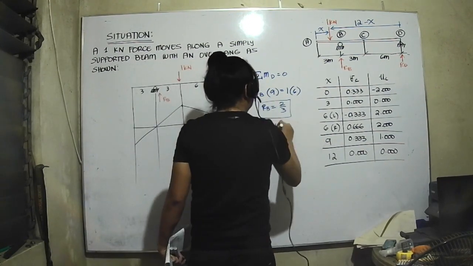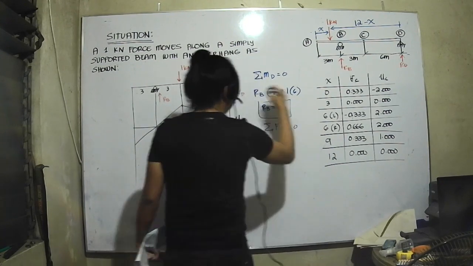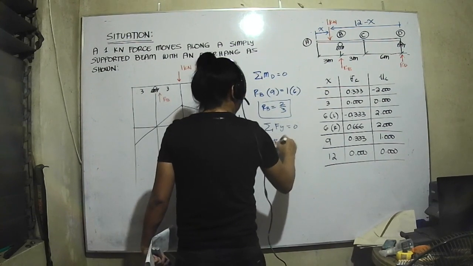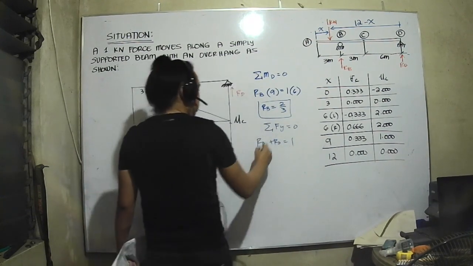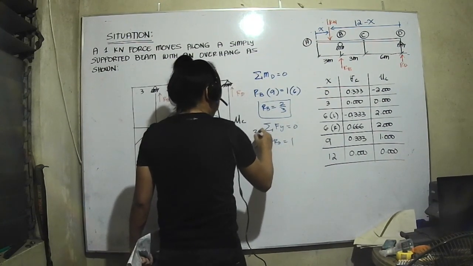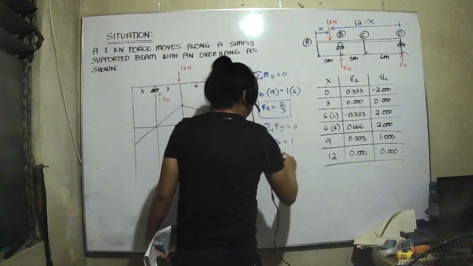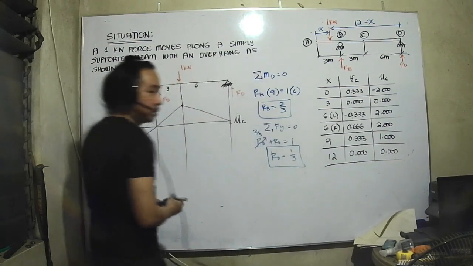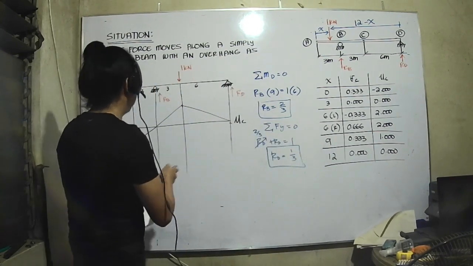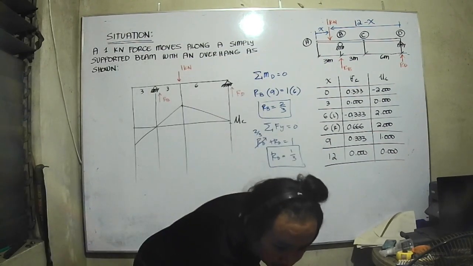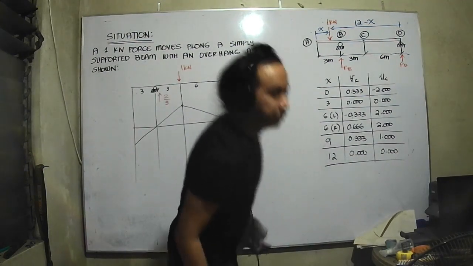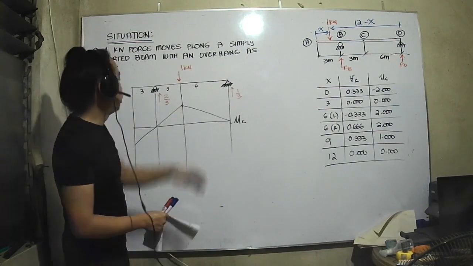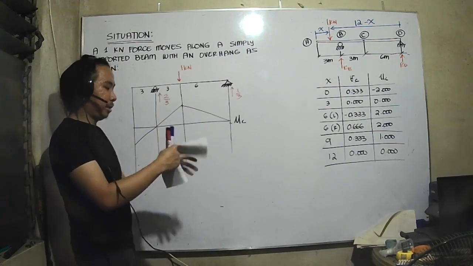Summing up forces na din in regards to Y, 0 siya. RB plus RD is equal to 1. We already know that RB is equal to 2/3. So RD must be equal to 1/3. Right? So ako din siya isulat din diri. Sige. So 1/3, 2/3, 2/3, 1/3.